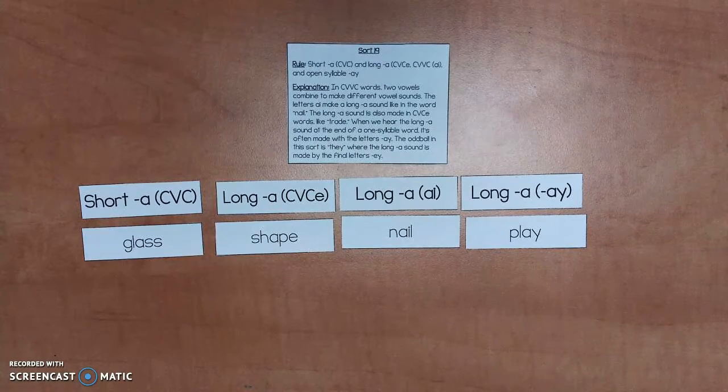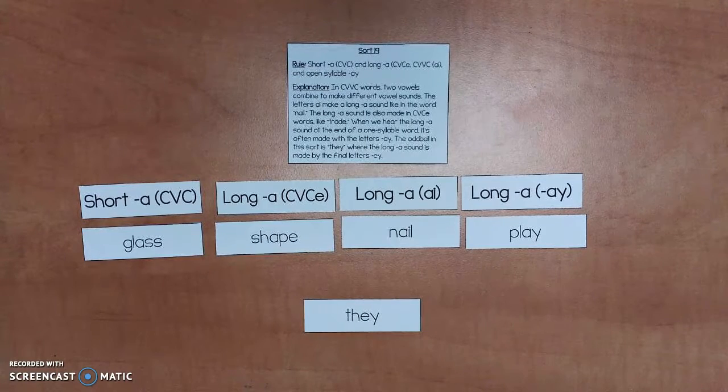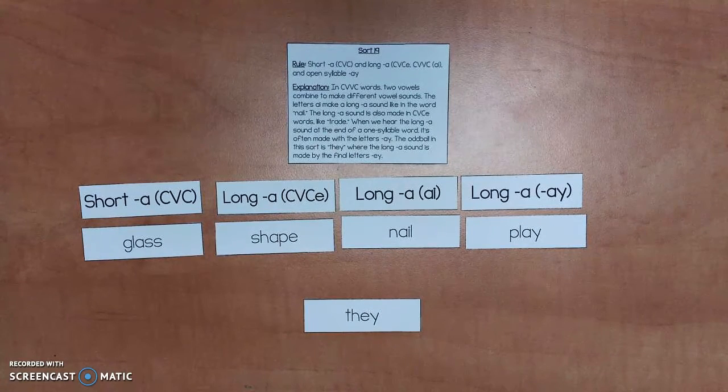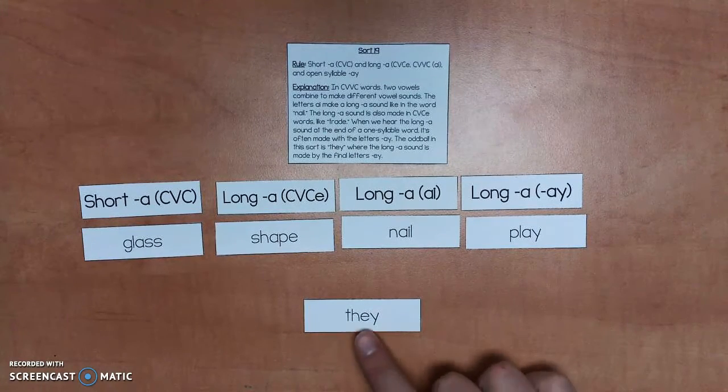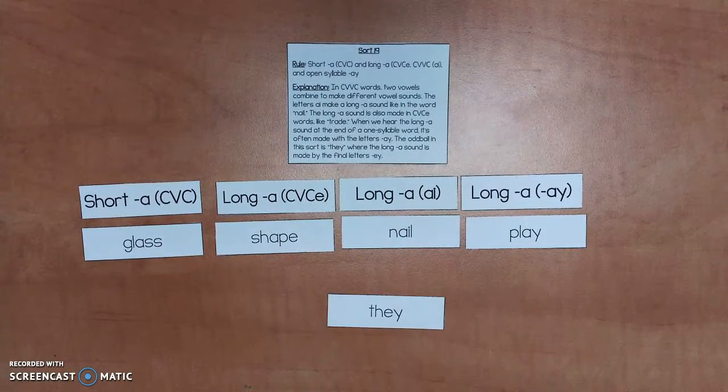Now the oddball in this sort is the word they, because you hear a long A sound, but you don't see any of these letter combinations. Instead, that A sound is coming from the E and the Y. So this one is our oddball in this sort.